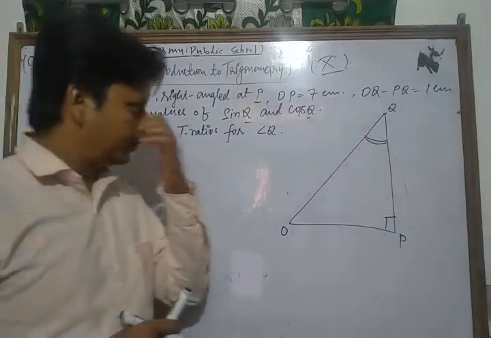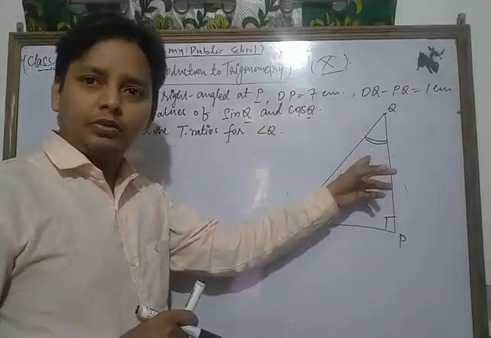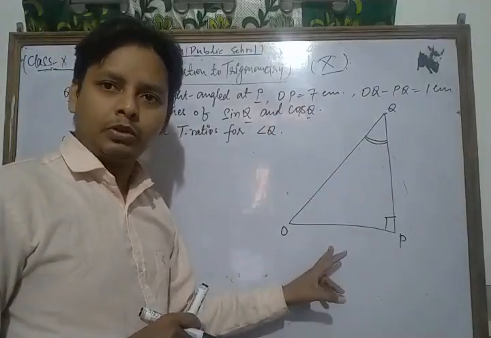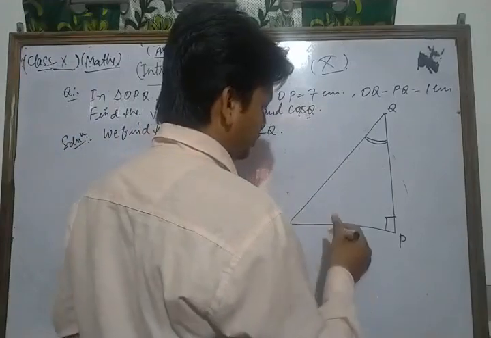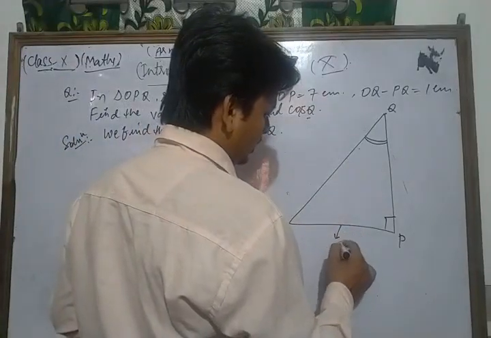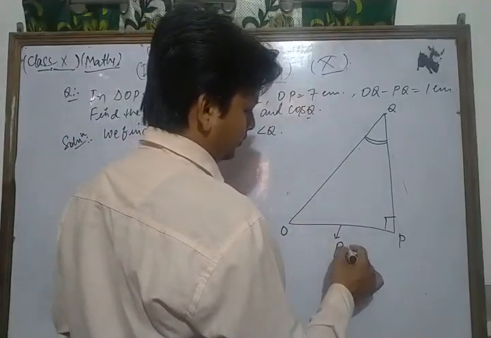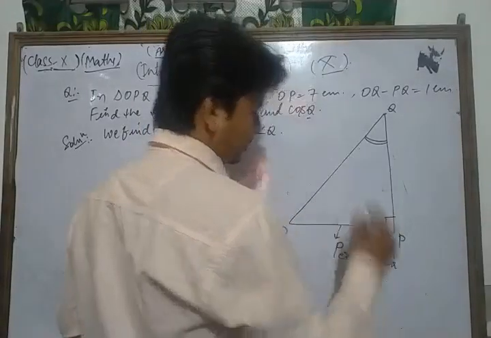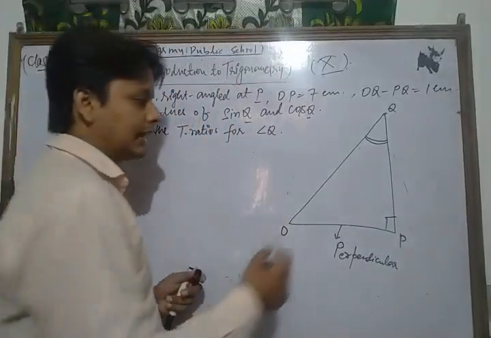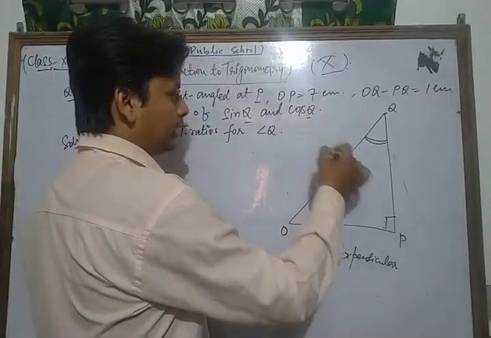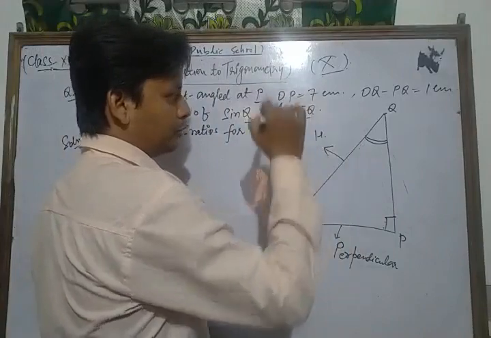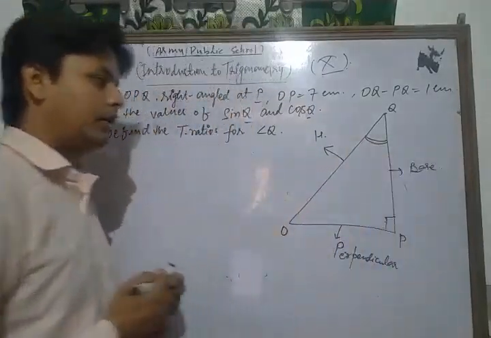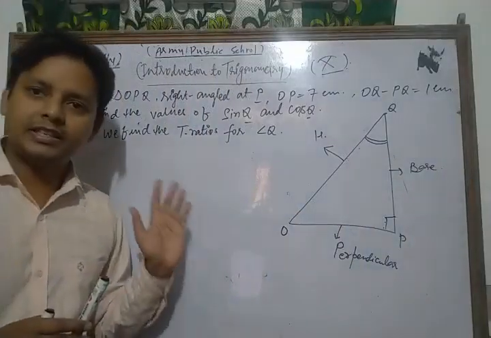Now if we take the angle Q, then the side opposite to that angle is the perpendicular. This is your perpendicular. And you know that the side opposite to the right angle is always the hypotenuse. So this is your hypotenuse, and then this is your base. Okay, is it clear, everyone?